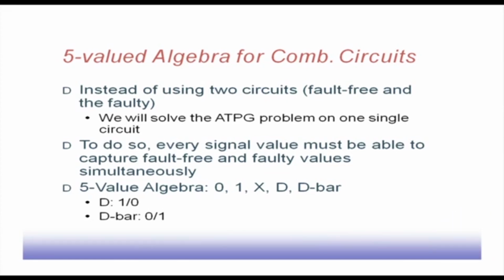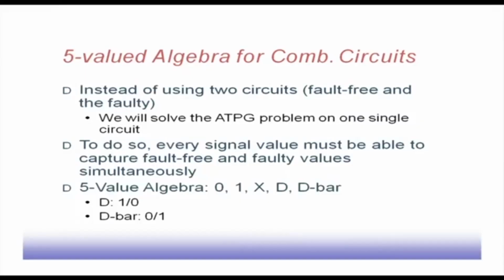So, 0 or 1 are deterministic values, because they tell that a line is permanently 0 or statically 1. On the other hand, sometimes we need to say that if this point has some value in the fault free circuit, then in the faulty circuit it will be the reverse of that. This is captured by introducing two new symbols, d and d bar. So, 0, 1, x remain as they are. 0 is static 0, 1 is static 1, x is unknown, and d and d bar can pick up the value 1 or 0.